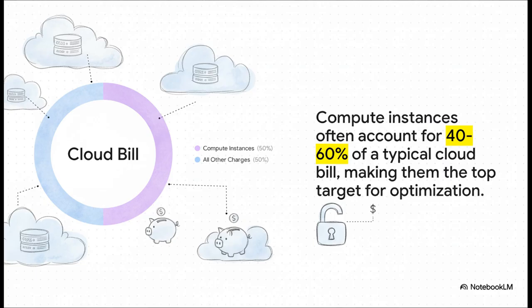And just to show you how much of a big deal this is, look at this. Compute costs usually make up somewhere between 40 and 60% of the entire bill. Yeah, you heard that right. That's potentially half of your total cloud spend, all in one place. So the takeaway is huge. If you're looking to save money, this is always where you start.